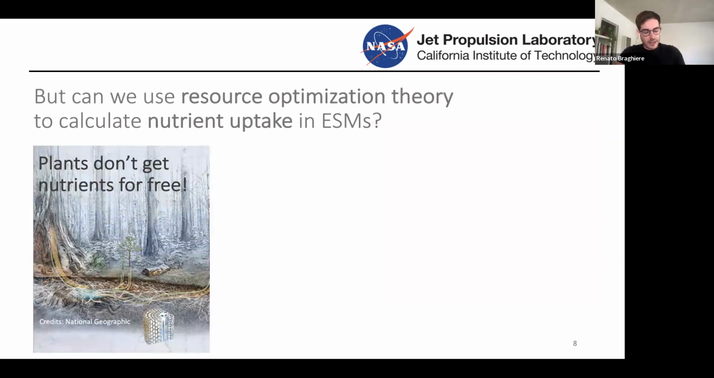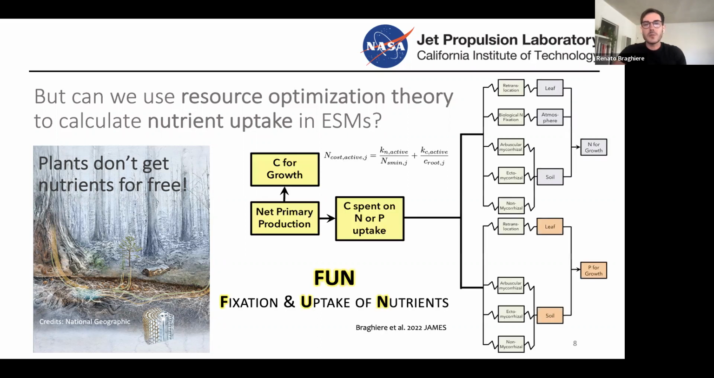And so now it is known that plants don't get nutrients for free. You know, acquiring nutrients is an expensive process, and plants need nutrients to support photosynthesis. And so, coming with the idea that plants do not get nutrients for free, can we use then a resource optimization theory to calculate nutrient uptake in these climate models? And this is what the concept of the FUN model is.